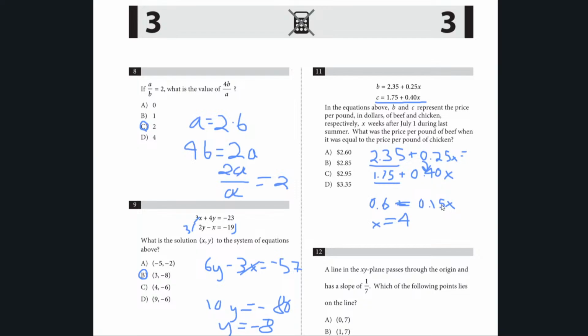However, what we're looking for is the price when they were equal for beef. So we need to plug 4 back into the b. So b is equal to 2.35. Actually, we could plug it into either because it's when they were equal, but it doesn't matter. 0.25 times 4 becomes 1, so it's 3.35.